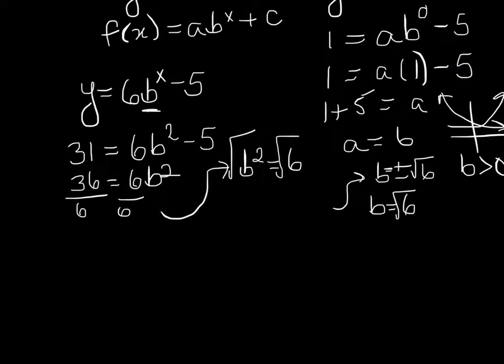So finally, let's rewrite our equation with all of the variables filled in. A is 6, b is square root of 6, to the x, subtract 5. And we are done.